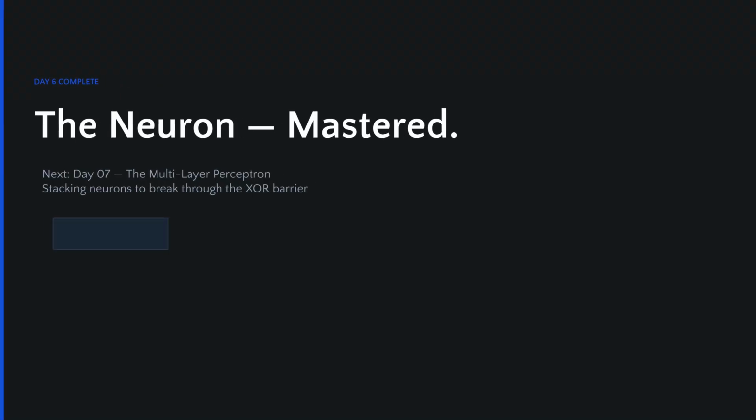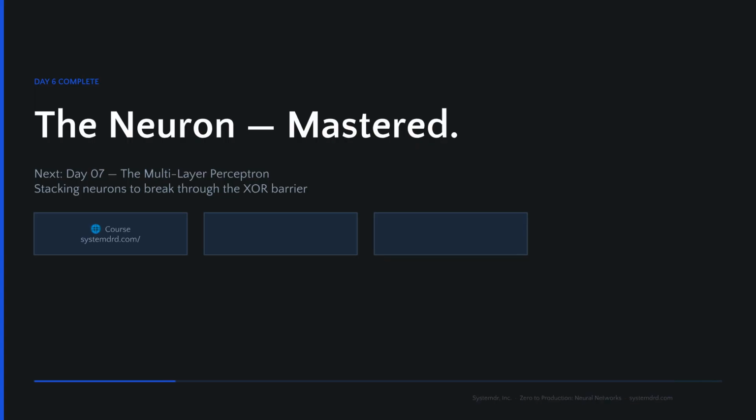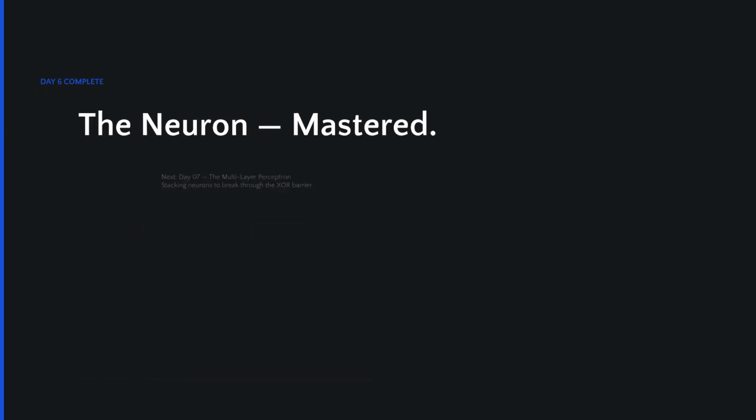Day 6 is complete. You have mastered the neuron. Next, in Day 7, we tackle the multi-layer perceptron. We will stack neurons to break through the critical XOR barrier, unlocking the potential of deep learning.